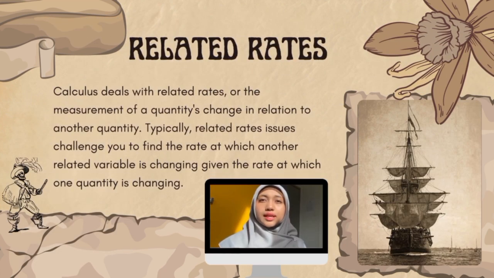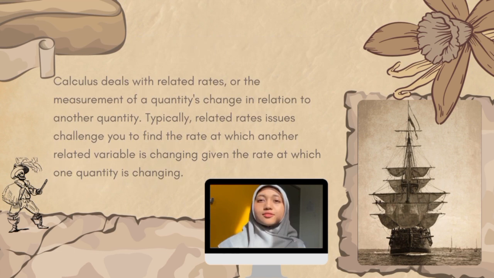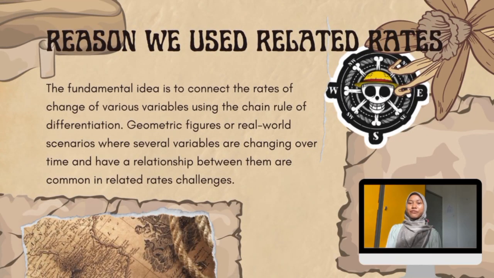Calculus deals with related rates, or the measurement of a quantity. Typically, related rates problems challenge you to find the rate at which a related variable is changing, given the rate at which one quantity is changing. The fundamental idea is to connect the rates of change of various variables using the chain rule of differentiation. Geometric figures and real-world scenarios where several variables are changing over time and have a relationship between them are common in related rates challenges.